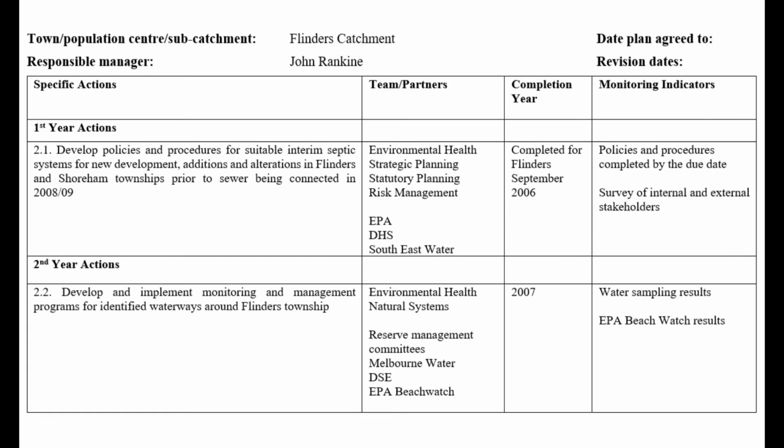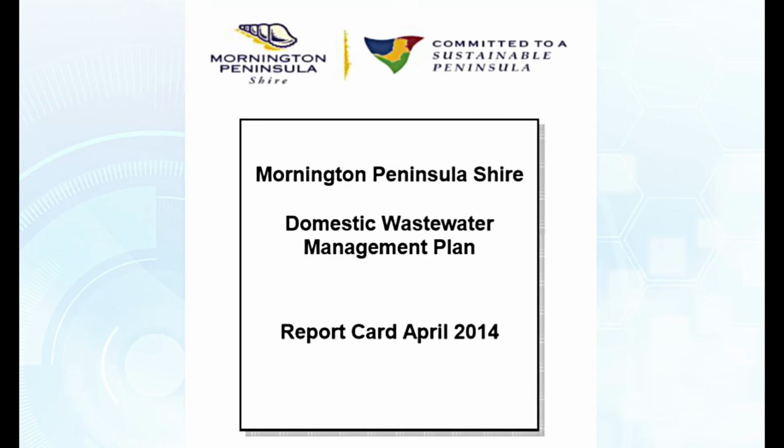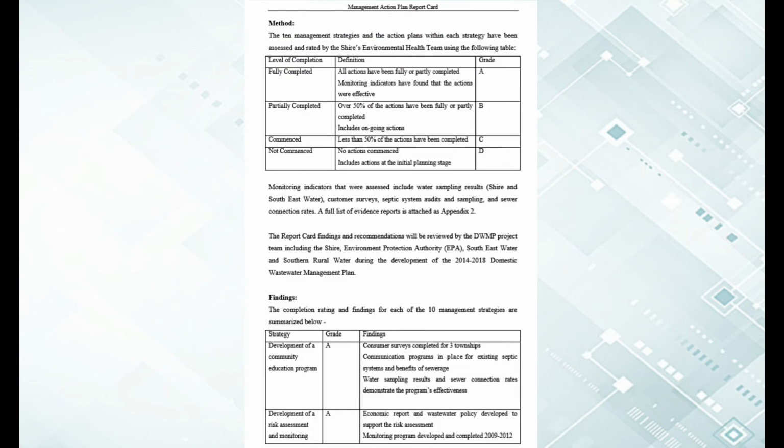Once completed, it's important that the plan is reviewed and updated every few years. This was done in 2014 using a report card process, with each action graded from A to E using analysis of the updated data from each catchment and township. That's the use of evidence. Here is a picture of the report card for the Flinders catchment.